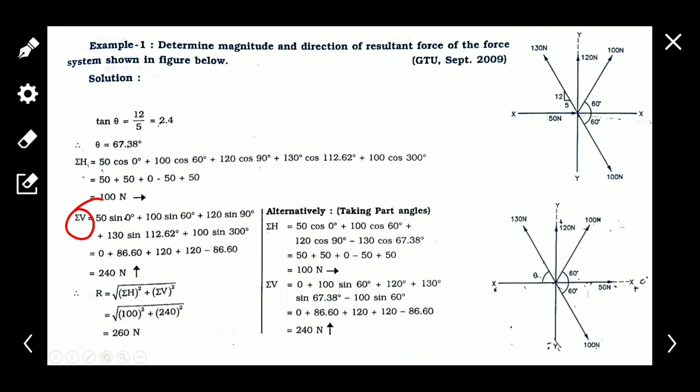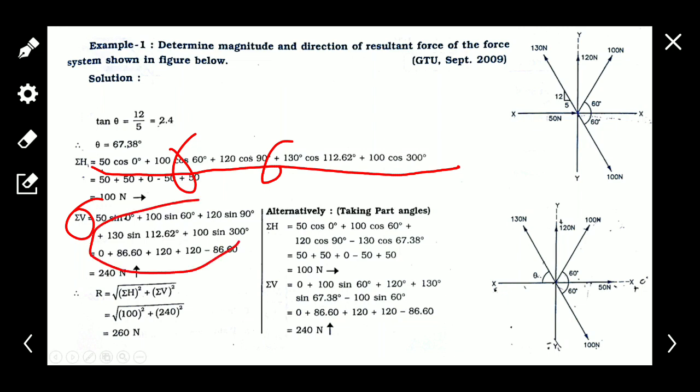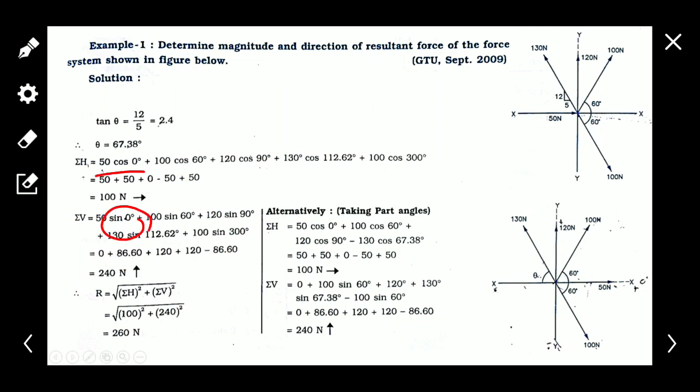Now we take the summation of the vertical components. Similarly, the component values are the same, but the change is cos to sin. We write all the values the same, but we write sin instead of cos. So same thing, same values put, but change cos to sin. Then we get the vertical components, and their summation is 240 Newton.